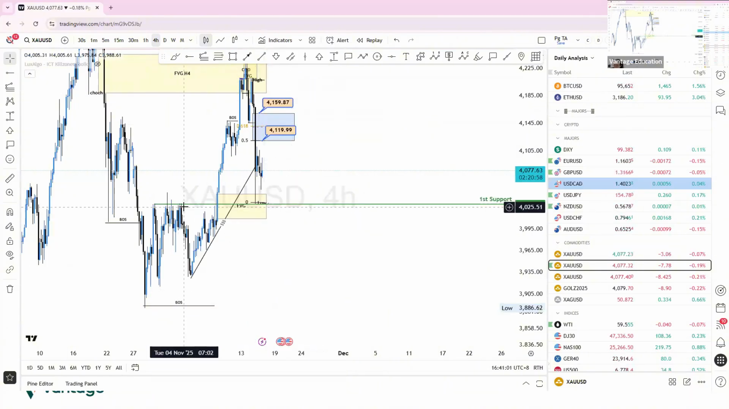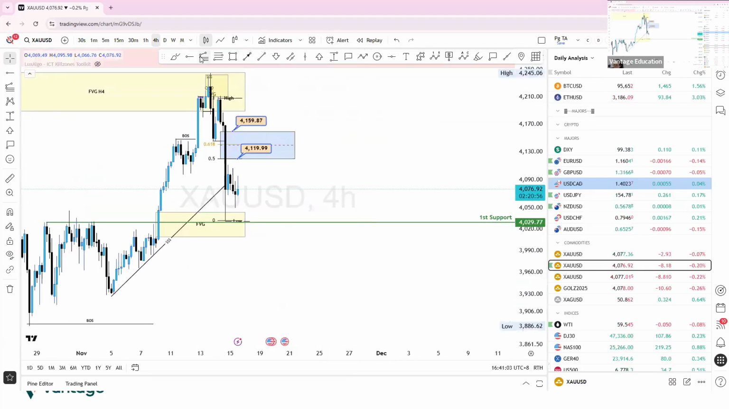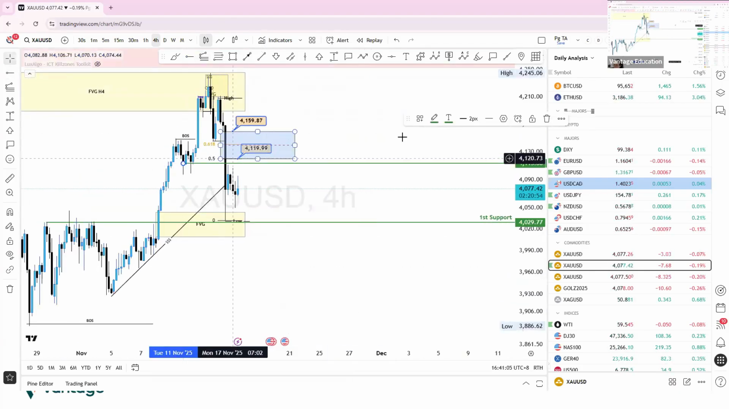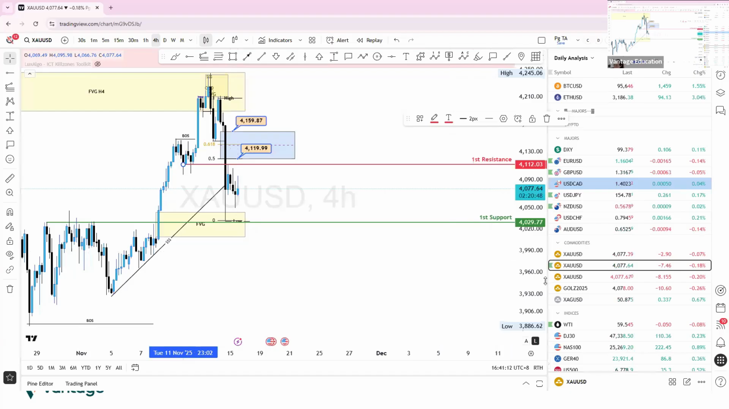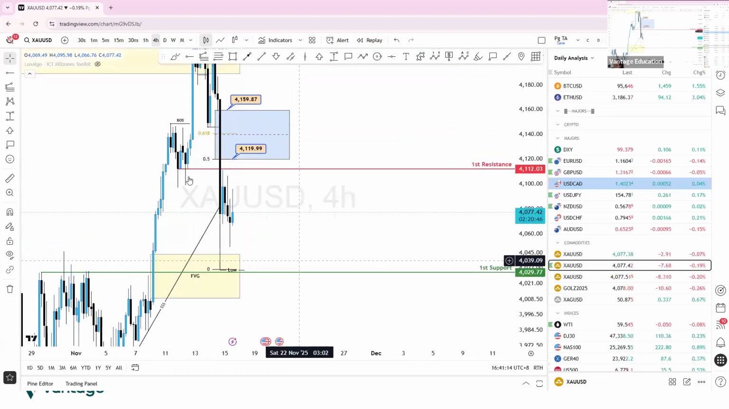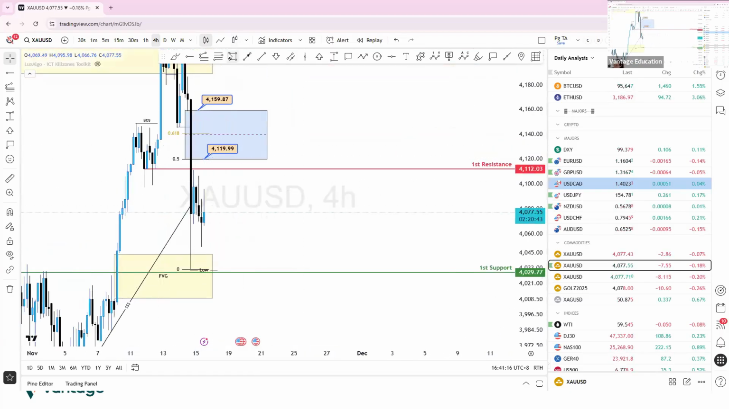Okay, right? And this one is the resistance. Just say the breakout, but price did not. Okay, price did not. So look for this level, or this is gonna be like the key, right?